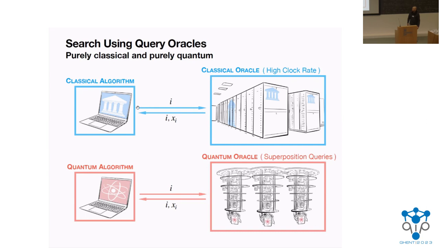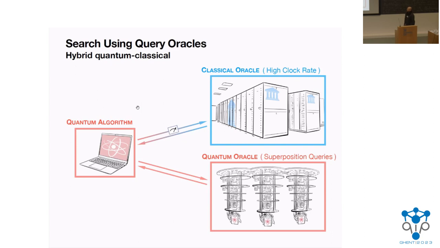So the question is, can we get the best of both worlds? We know that because of the ability to query in superposition, quantum algorithms can solve search using quadratically fewer queries. But can we take a lot of those quantum queries and substitute them by classical ones? That is the reason why we introduce hybrid algorithms.